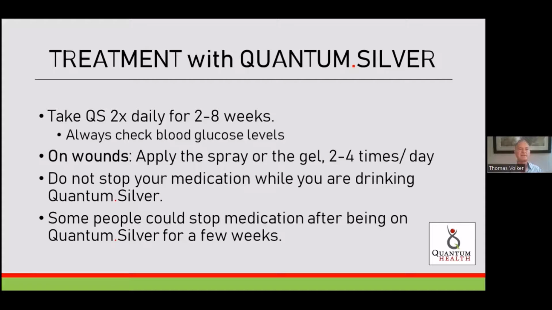How much to take? Our standard recommendation is to drink Quantum.Silver, 50 milliliters, 2 times daily for between 2 and 8 weeks. It depends how long you've been battling with this condition and how severe your diabetes is. If it's a relatively new case and you are pre-diabetic, then a minimum of 2 weeks might even be enough. But if a person has been suffering from diabetes type 2 for a long period, maybe even years, then a minimum of 8 weeks on Quantum.Silver twice daily will make a difference.